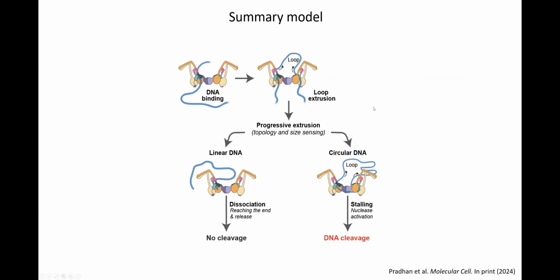After these experiments, we could provide a summary model, which is basically that the Watson complexes can extrude loops in both linear and circular DNA. However, in the case of linear DNA, once through the extrusion they reach this open end, they will just get dissociated, and therefore they cannot activate their cleavage function. While in the case of circular DNA, after full-length extrusion, they can change their conformation into the stuck state or stalling state, which then activates their nuclease activity. Therefore, the DNA cleavage activity happens.